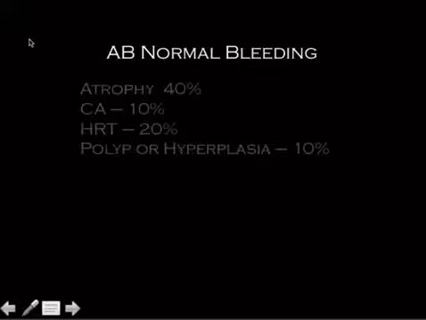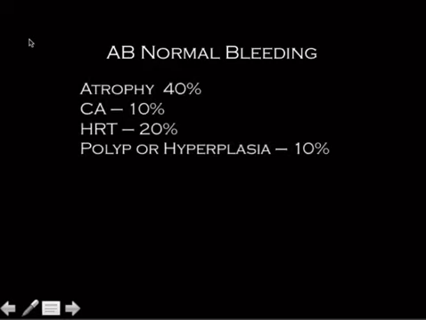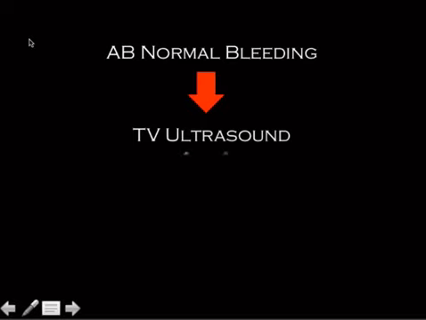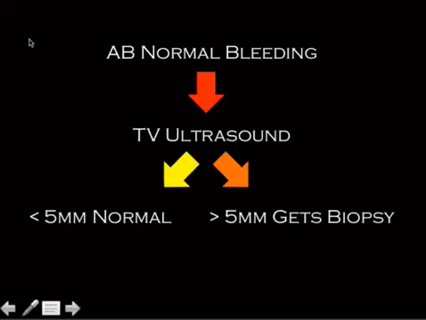But the thing that you worry about is not atrophy. The thing you worry about is cancer. So that's the whole purpose of the ultrasound. So you get the ultrasound, and then the ultrasound is basically going to tell you if it's too thin or too thick. Too thin is assumed to be atrophy and will probably end up on some kind of hormonal therapy. Too thick gets an endometrial biopsy to see if it was hyperplasia, cancer, or a polyp.